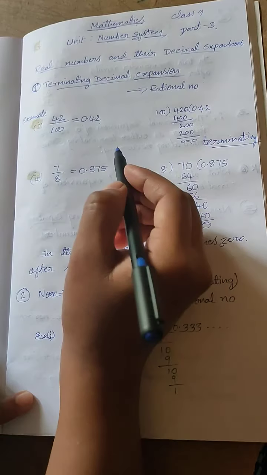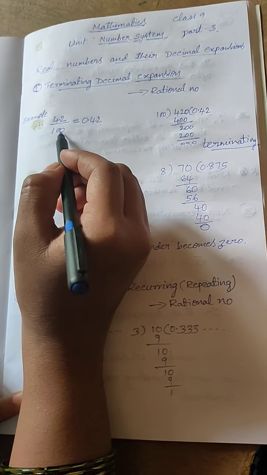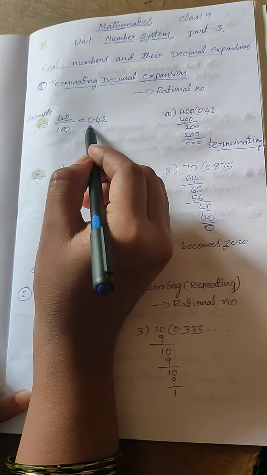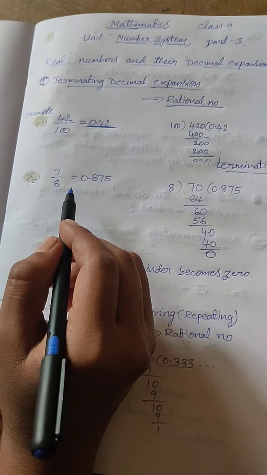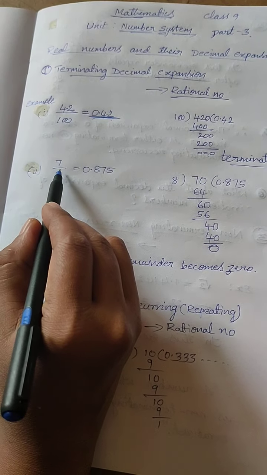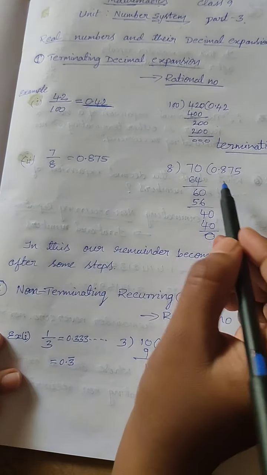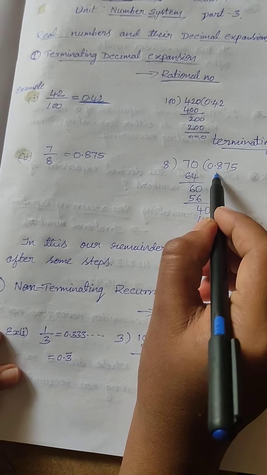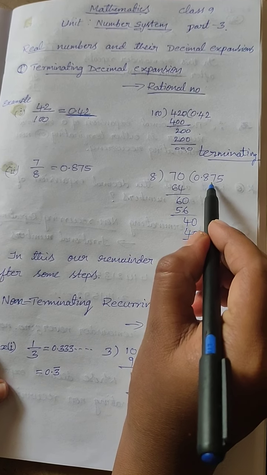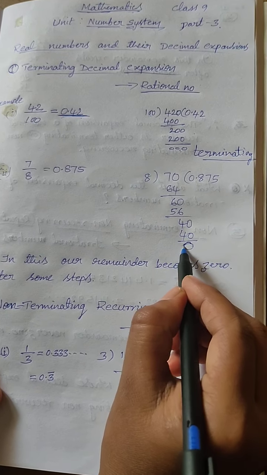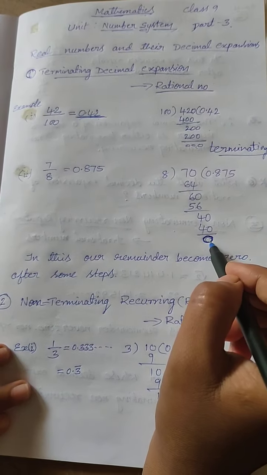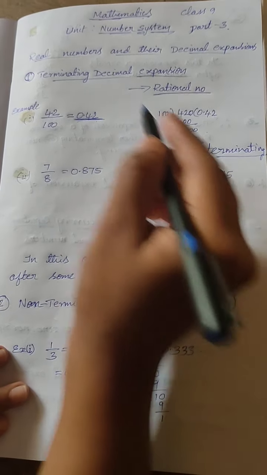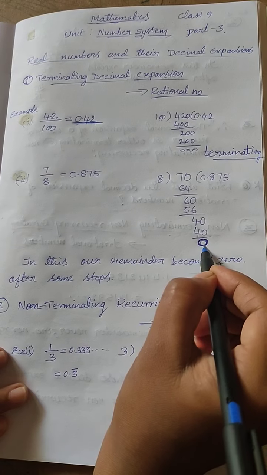That's why this type of decimal expansion is called a rational number. Now take another example, 7 by 8. The decimal expansion is 0.875. So here the remainder is 0. That's why it is also terminating. Terminating means it ends with 0.